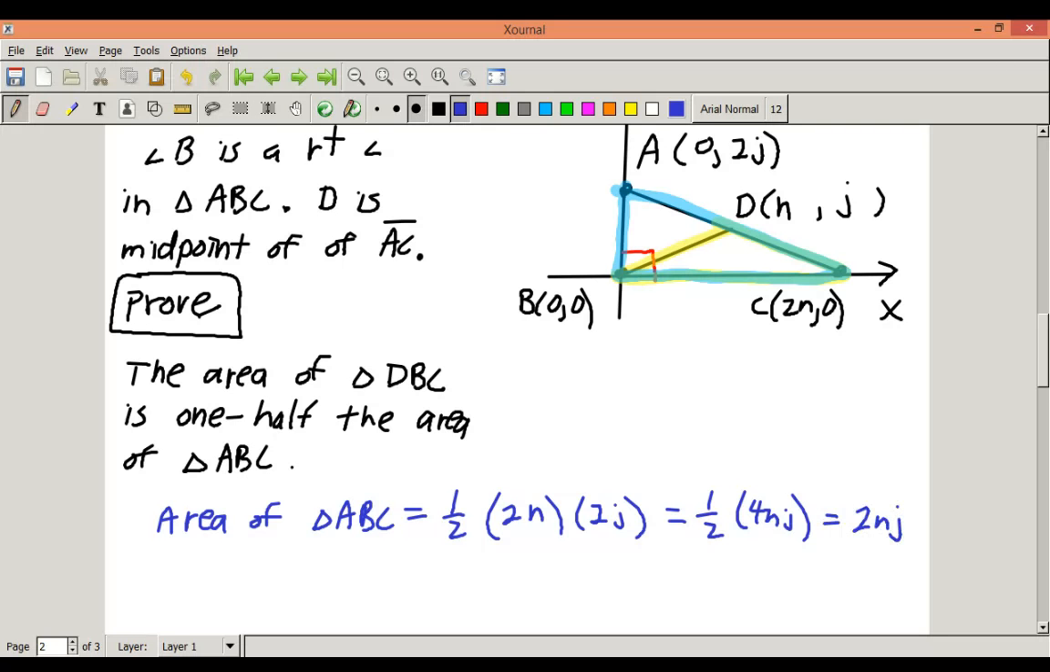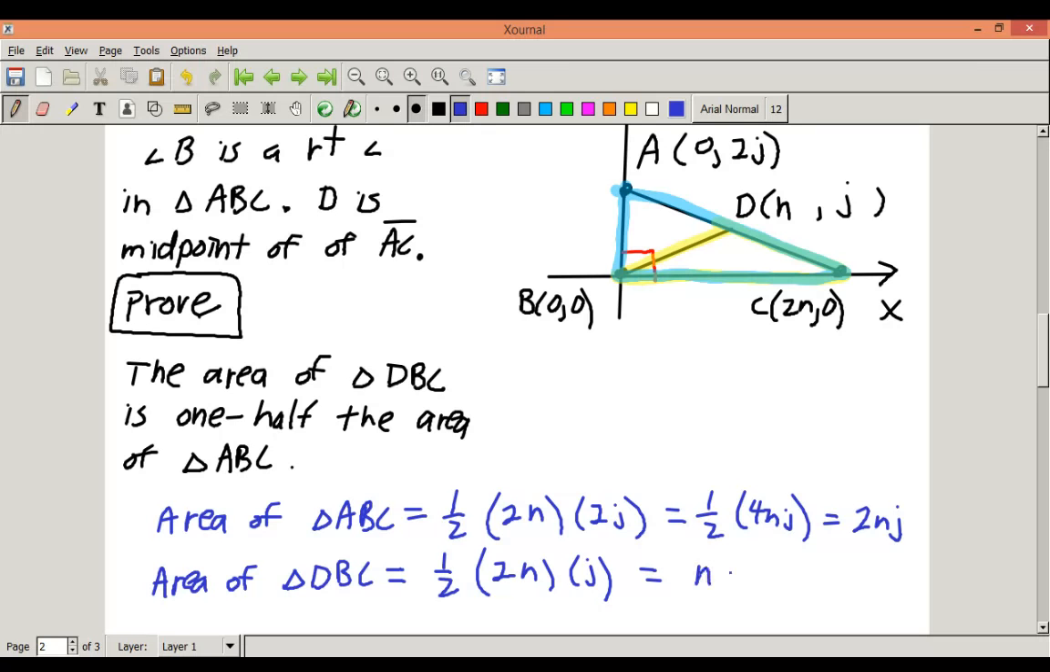Okay. Let's do also then the area of the smaller triangle, the yellow one. So the area of triangle DBC. Let's calculate that area. It's also 1/2 times base times height, just as all triangles are. The base of that triangle then is also 2n. But the height this time, you can just look at the y coordinate of point D for the height, so that's j. So if you take 1/2 times 2n times j, that's just going to be nj.